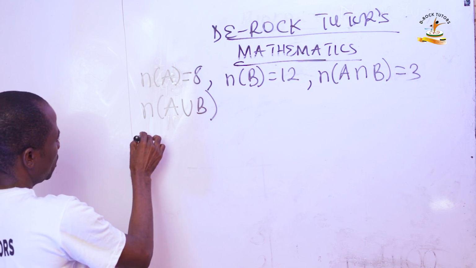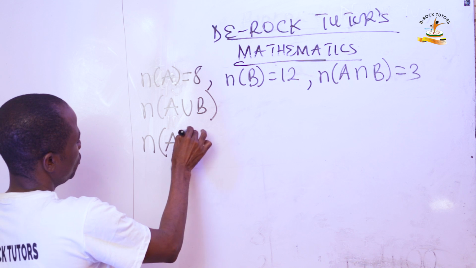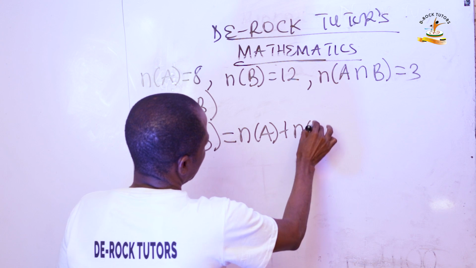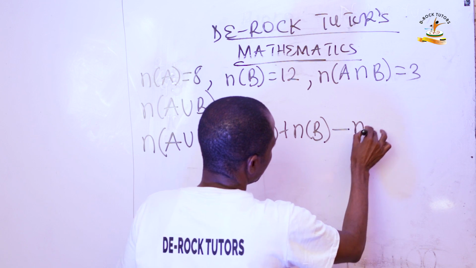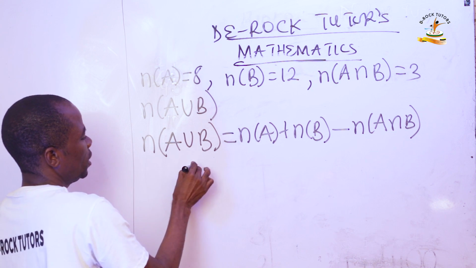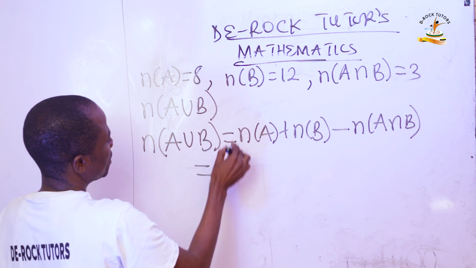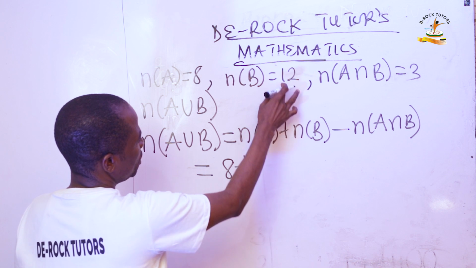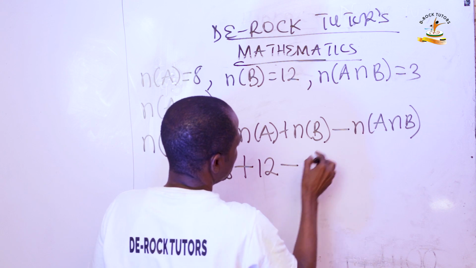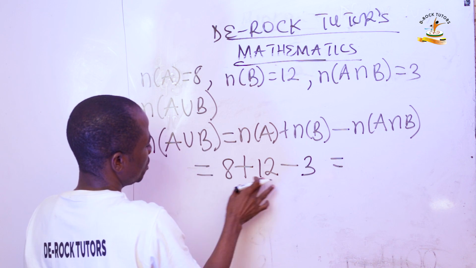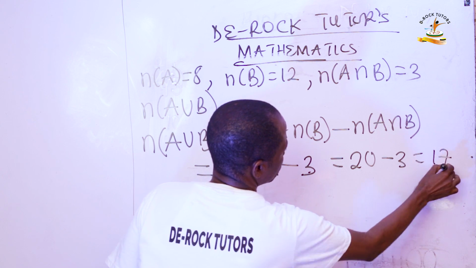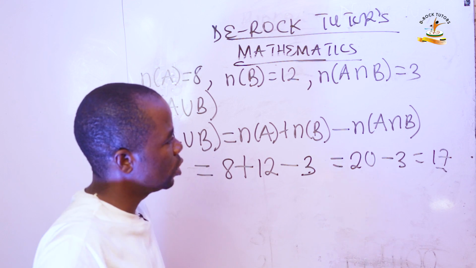We remember the simple formula. Number of elements in A union B is equal to the number of elements in A plus the number of elements in B minus the number of elements in A intersection B. It's as simple as that. So that is 8 plus 12 minus 3. 8 plus 12 gives us 20. 20 minus 3 gives us 17. That is our answer, option B.